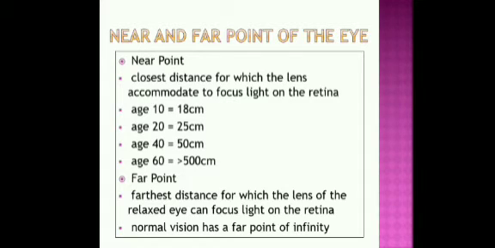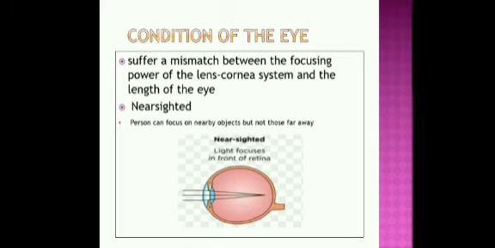So, the farthest distance for which the lens of the relaxed eye can focus light on the retina is called the far point. A normal vision has a far point of infinity. Next, let's proceed to the conditions of the eye.